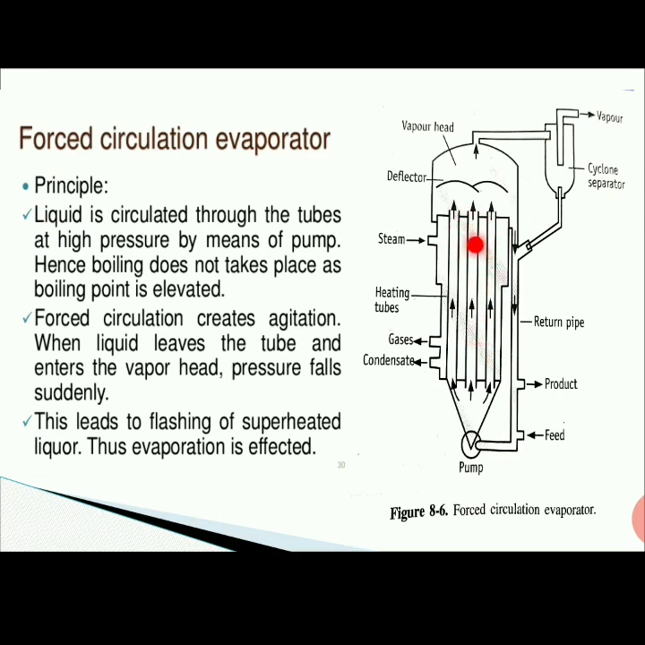Due to the high velocity or high pressure, the liquid does not boil, and the liquid is converted into vapors. The vapors are removed from the top side, and the concentrated liquid or concentrated product comes into this pipe and is removed from this opening. This is all about the forced circulation evaporator. It is very simple. It is the same as a rising film evaporator, only the difference is the pump.